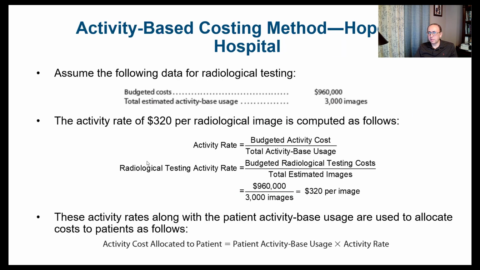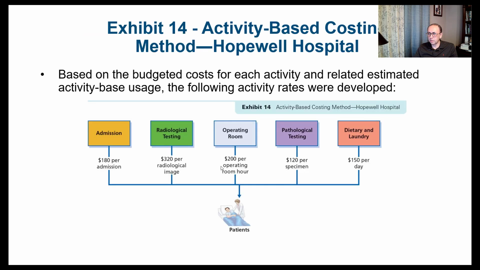So assume the following data for radiological testing. We have the budgeted cost, $960,000. We have the total estimated activity-based usage, 3,000 images. Based on that, if we divide the 960,000 by the 3,000, we get $320 per radiological image, which is just computed based on the method that we had before. So this $320 is what we had here under radiological testing.